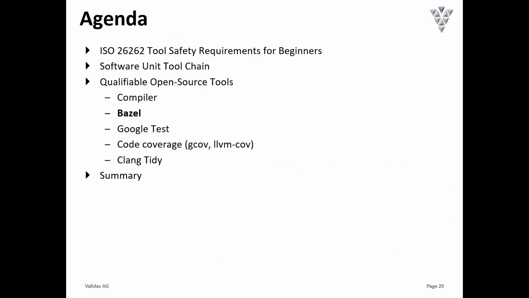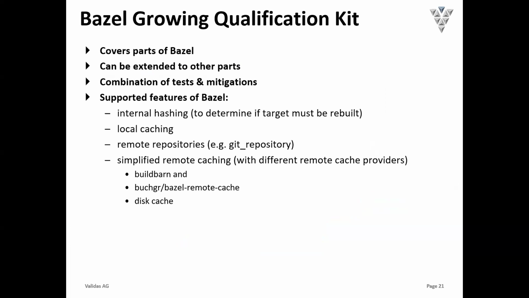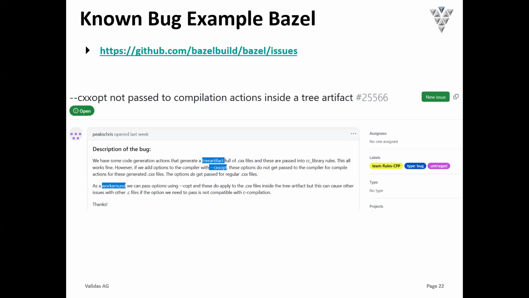Yeah, let's have a look at Bazel. So Bazel is a build system, and we offer a growing qualification kit. We don't cover all of Bazel, but many parts of it. So here are listed some of them, and at the end there will be a qualification report, and those are the issues we know. For example, Bazel, for some strange reason, does not consider the CXX options as it should. So it is not correct, and we write this into the safety manual, and you can use those tools safely.